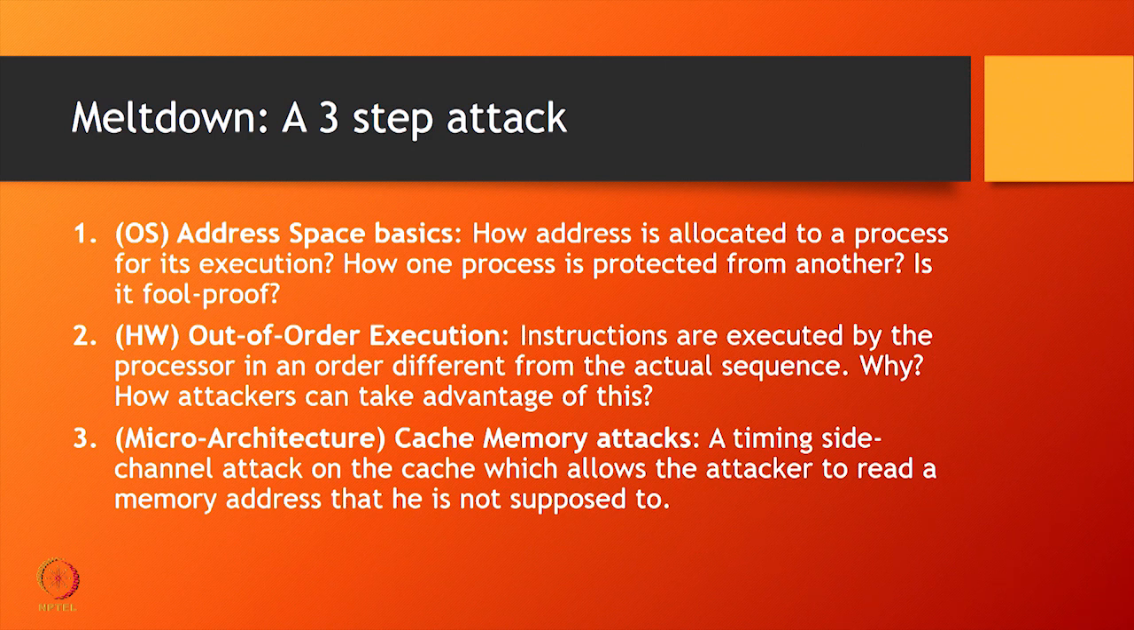Then the third step is of course the microarchitecture, wherein we are still working on the cache issues. One of the important things is the cache memory attack. What is a cache memory attack? It is a timing side channel attack on the cache which allows the attacker to read a memory address that he is not supposed to, right. So, this is basically a microarchitecture issue. So, when we look at Meltdown, there are three major steps: one is the operating system, another is the out of order execution, and another is the microarchitecture.